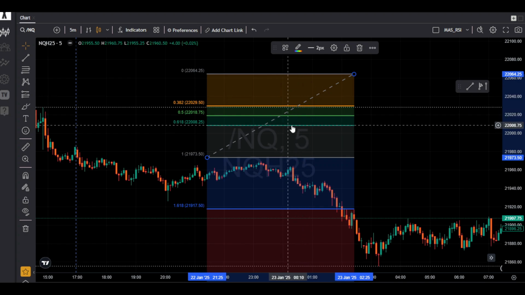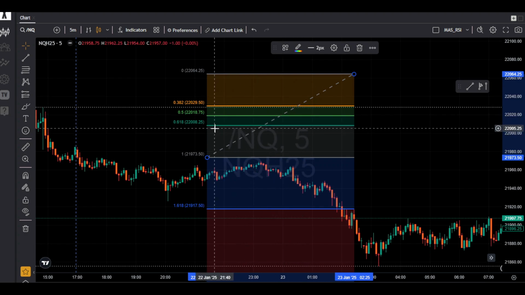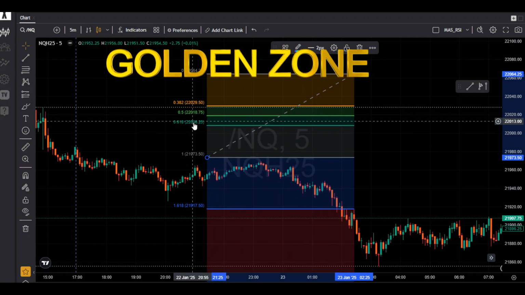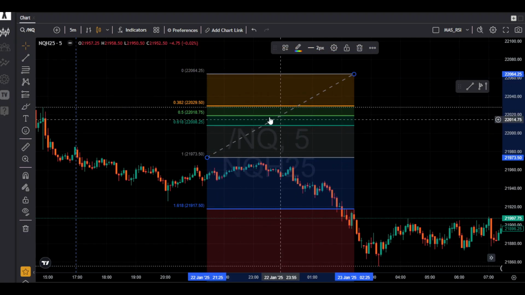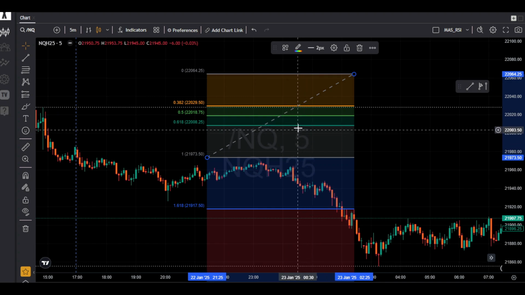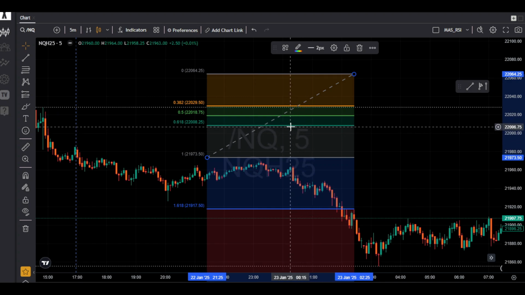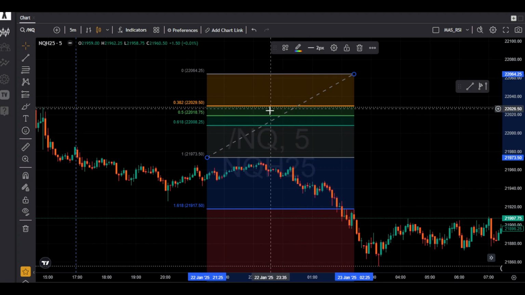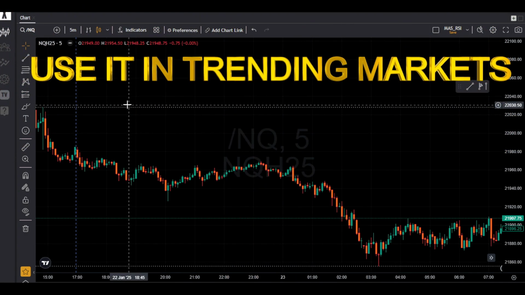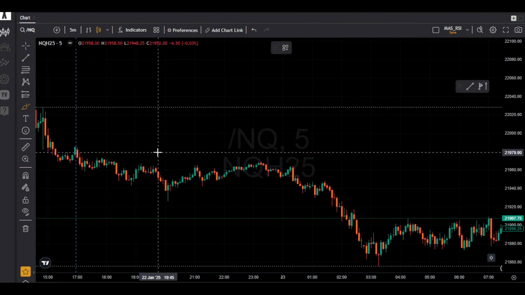Personally, I always look for the golden ratio, the 0.618 area, as we call it. When we see price pull back between 0.5 and 0.618, there is a high probability that the setup may work very well as compared to some other levels. This is one of those tools that we normally use in a trending market. So let's go over how it looks.